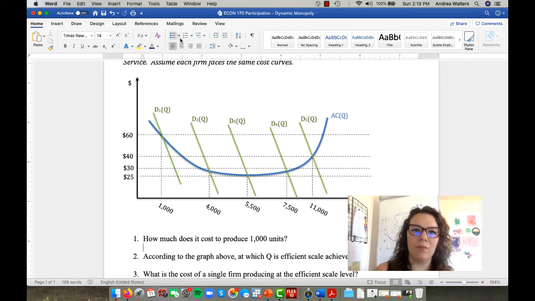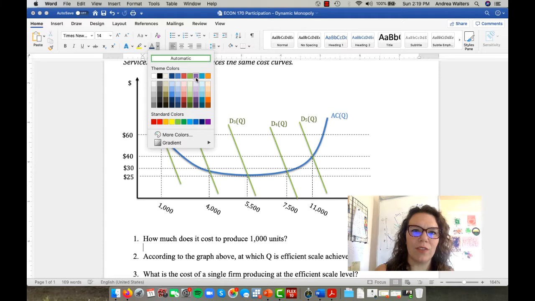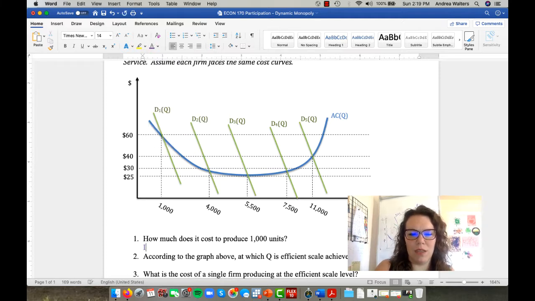Let me put my answers in there just so we can keep track of all this. You could also do the math here for this first problem: $60 times 1,000 units is going to be $60,000, right?